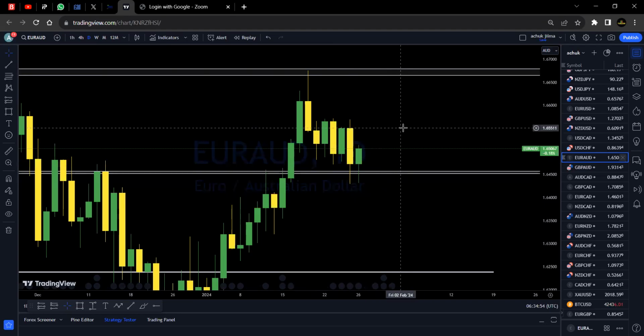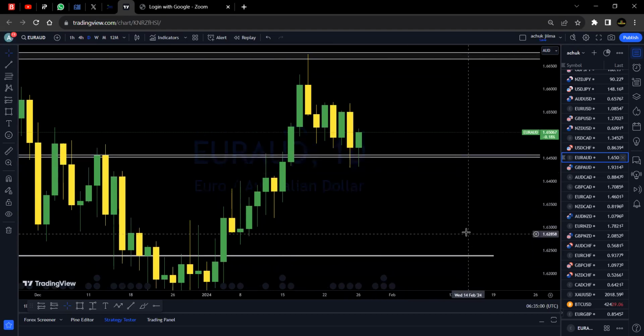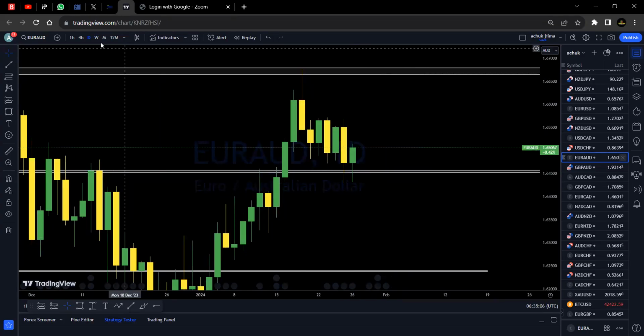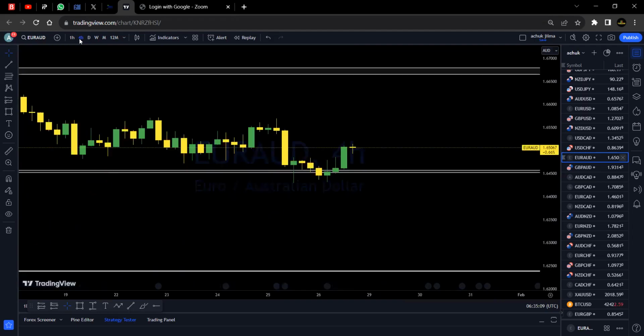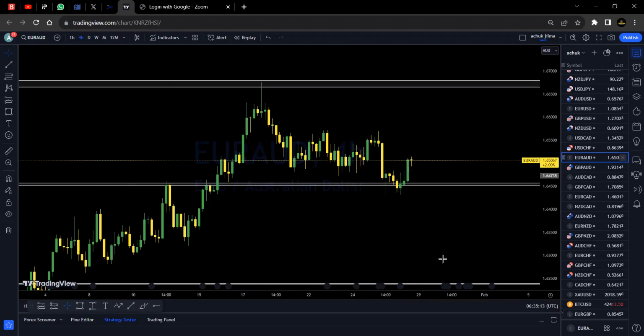So the question would be now, if this is broken, then we could actually head all the way to this next support. But if this support area holds price for long, we could actually head back to this resistance and begin to look for selling areas at the resistance area. So this is exactly what is happening on the 4-hourly time frame.